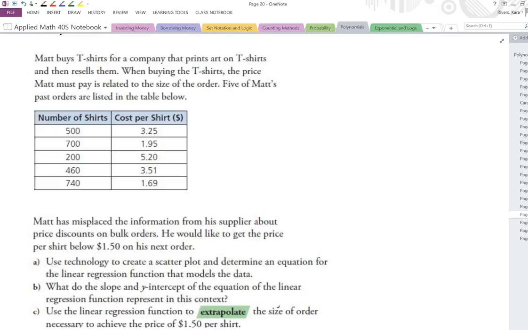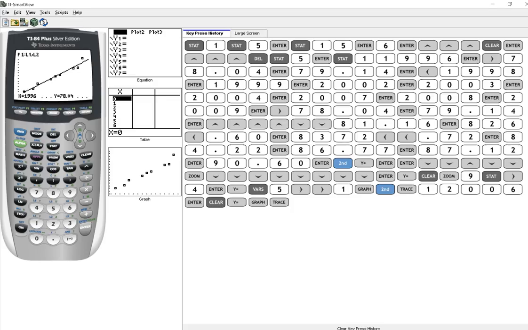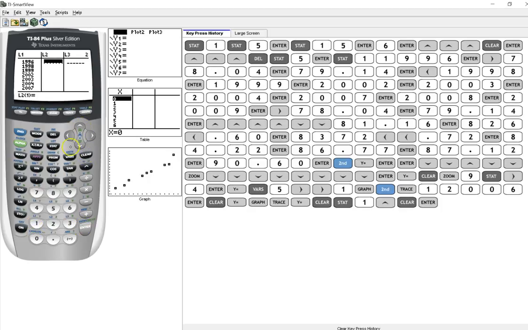Our first decision, what goes into L1 and what goes into L2? Well, the cost per shirt depends on the number of shirts that we're buying. So the number of shirts is going to be L1 and the cost per shirt is going to be L2. Because we have data in our calculator already, we're going to clear all of this out. I'll clear out what's in Y equals, go to my stat, and I've got stuff in here. So I'm going to go up to L2, hit clear, enter, go up to L1, hit clear and enter, and start putting that data in. Go ahead and do that and see if you can get your calculator to graph what you need without me going through it step by step, and then hit play and see if you did that right.